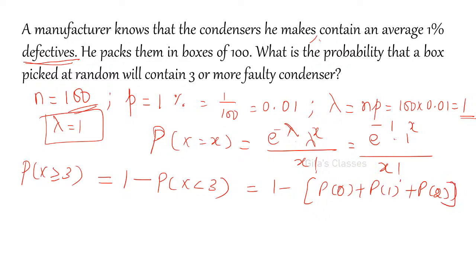If you want, you can write x is equal to 0, P of x equal to 0, P of x is equal to 1, so that it will be easy to substitute for you. X is equal to 3. So you have to substitute here.